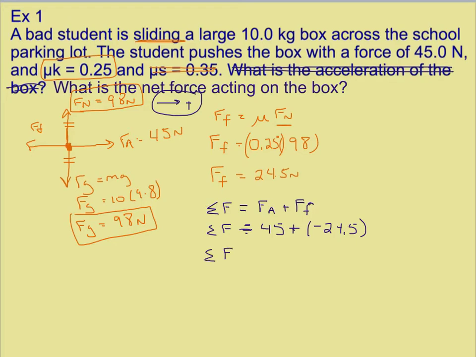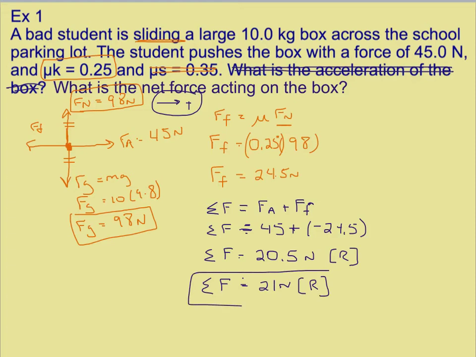So when I add those two things, let's see, that is 20.5 newtons, and that's in my positive direction to the right. And we should do some good significant digits here. That's about 21, let's say it's about 21 newtons, and that is to the right. And that is our net force. I'll stick a little vector arrow on there just to make sure we know it's a vector.